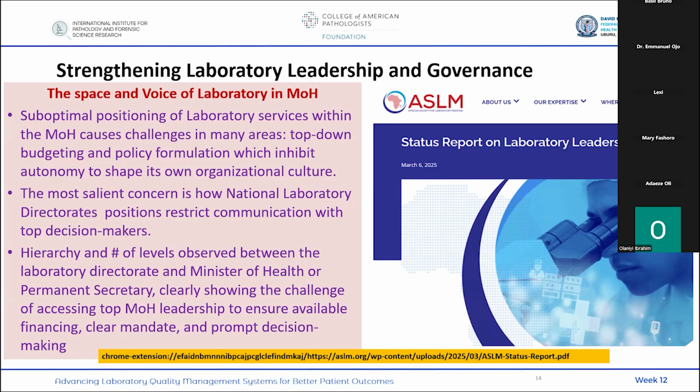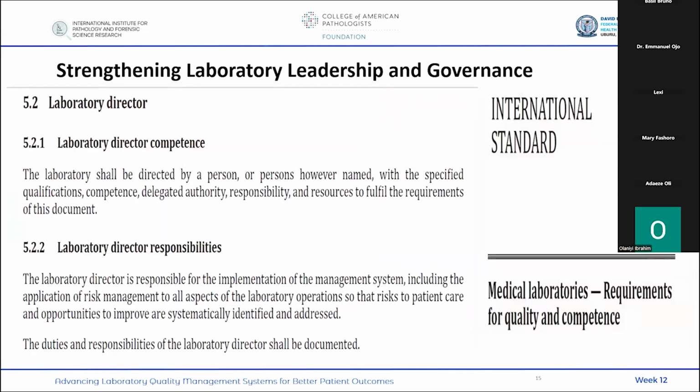And this clearly shows the challenge of accessing top leadership. And that is why people devise means of getting to the top management, even if it is a true political means. So let's look at the lab director as the core component of leadership.